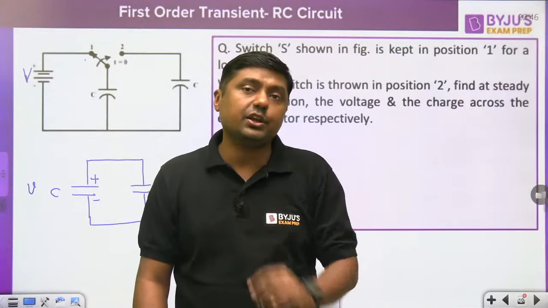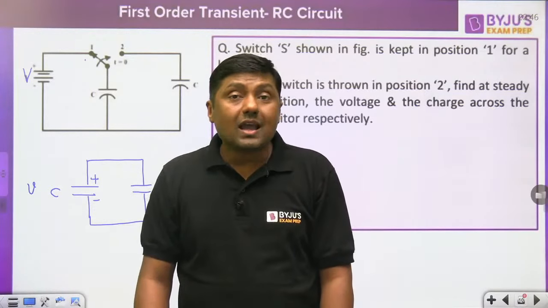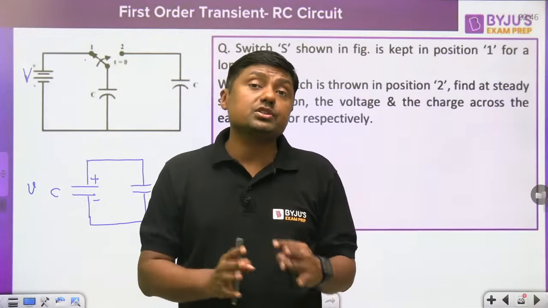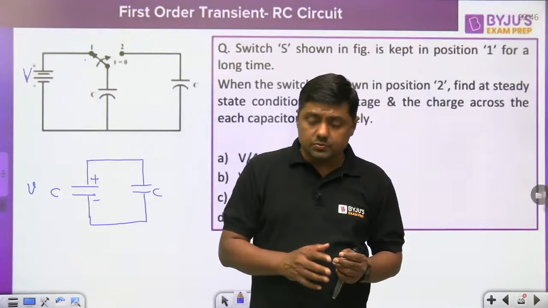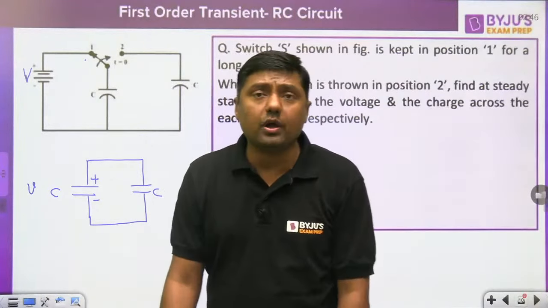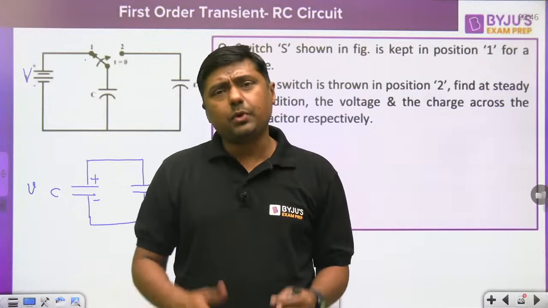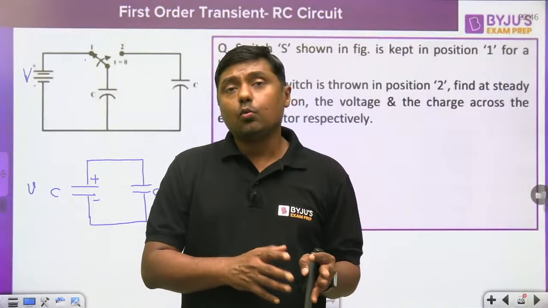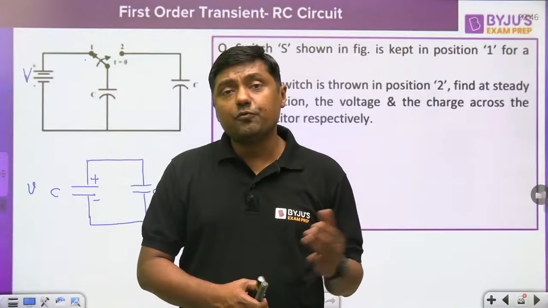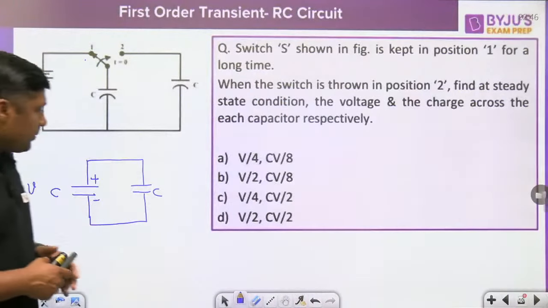Infinite current exactly at t equal to 0, and because of this infinite current, the capacitor will allow sudden change of what? Voltage. Normally a capacitor does not allow sudden change of voltage, but in this case the infinite current will flow, and that's why the capacitor will allow sudden change of voltage. And by simple voltage division rule, we have only two capacitors, so what is the voltage across each capacitor? V by 2 and V by 2. Okay, so that is the answer, V by 2.